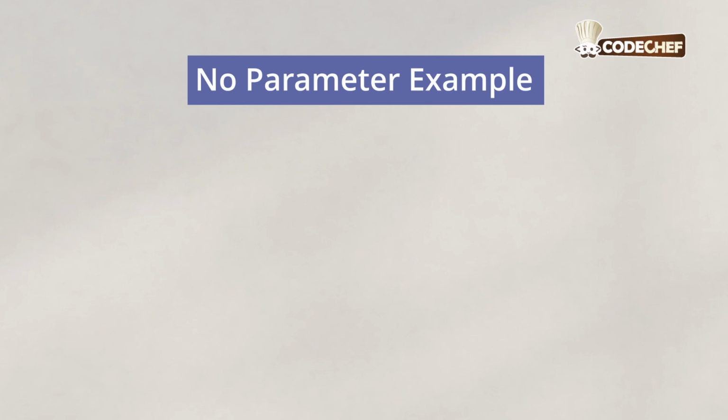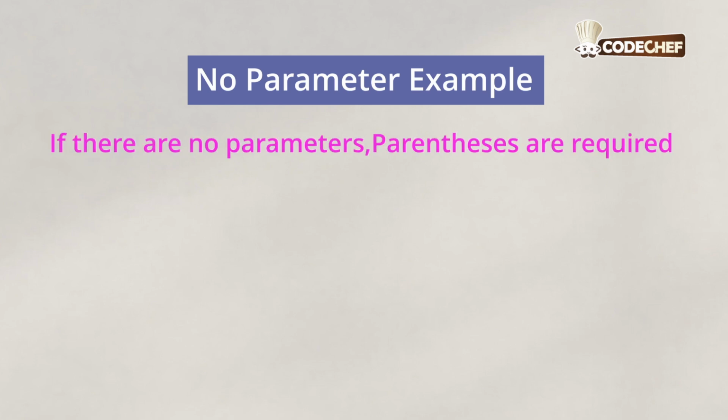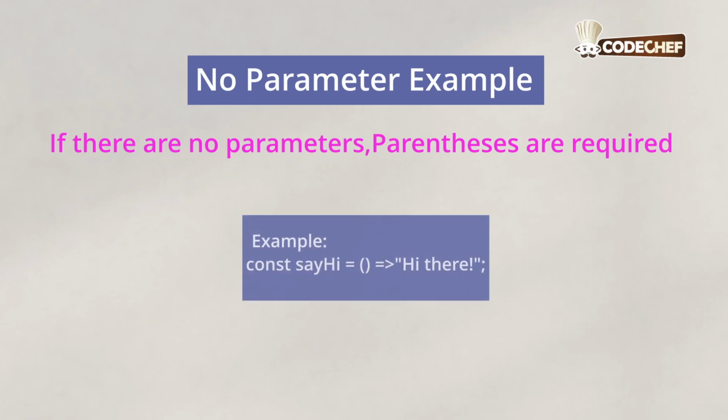But if there are no parameters, can we ignore the parentheses again? No. If there are no parameters, then the parentheses are required. That is, we'll be writing empty parentheses. So let's say I want to define a function which will return the string hi there. I will write const sayHi equal to empty parentheses, arrow, hi there. So from this particular arrow function, the string hi there will be returned.